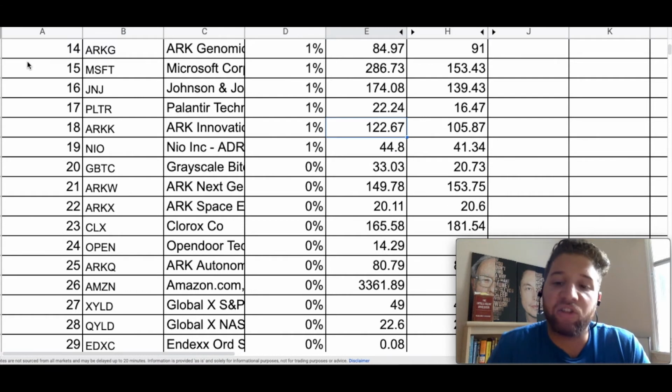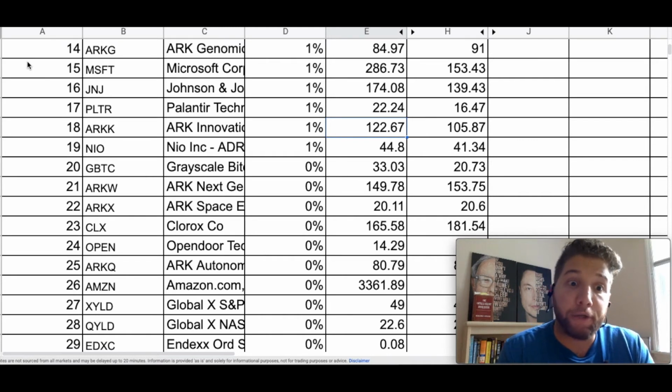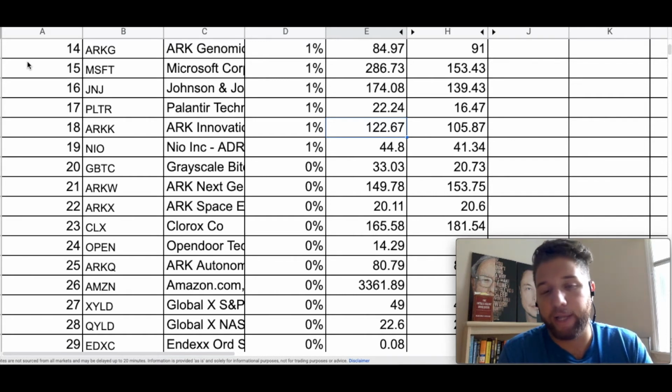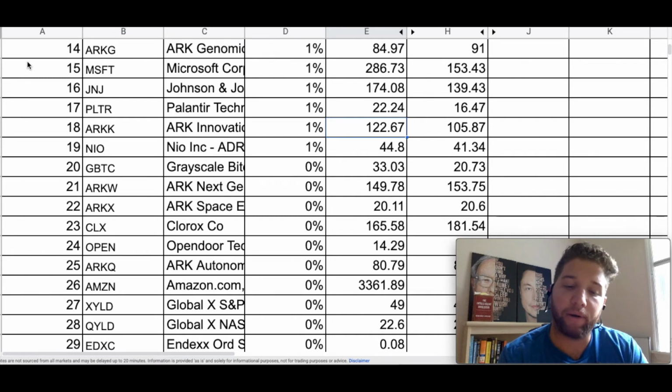Number 14, ARKG. So this is ARK's Genomic Revolution Fund. You could think about it as biotech and healthcare type companies. I was very intrigued by this one, especially because it is so different from the rest of their funds, and it's the only one I believe that doesn't hold Tesla. It's all focused on these biotech companies, and I don't know enough about investing in individual biotech companies besides Mind Medicine, which we'll get to in a minute. So I'd rather just let them do it for me.